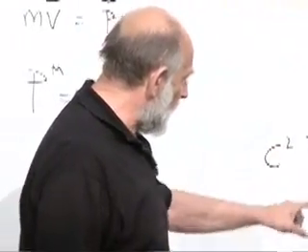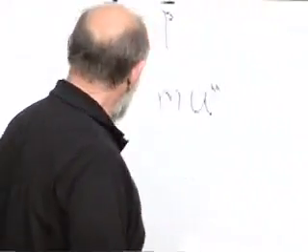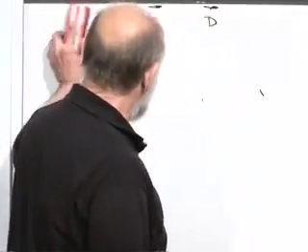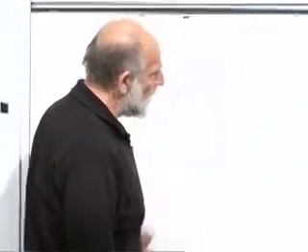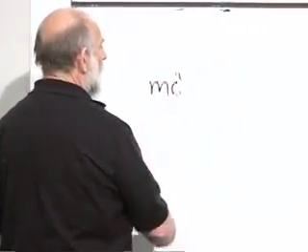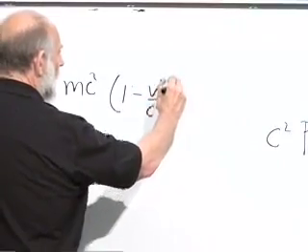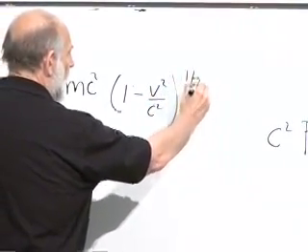Let's see, let's go a little bit further. Let's work this out and see that it's energy. See that it's related to non-relativistic energy, kinetic energy. All right. First of all, this is mc squared times 1 minus v squared over c squared to the minus 1/2 power.